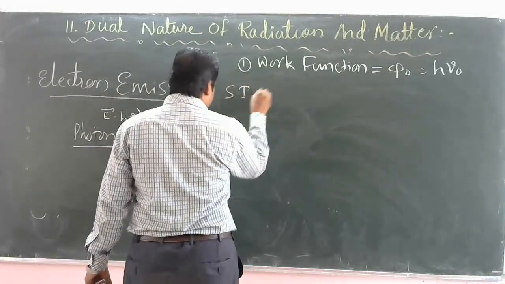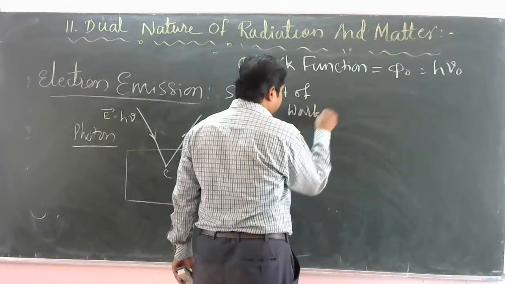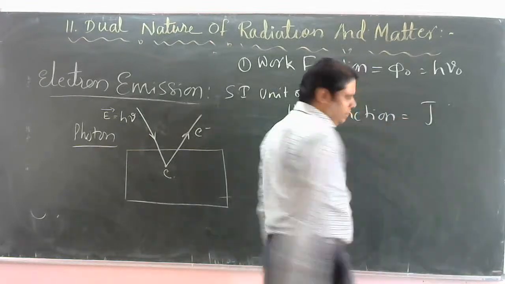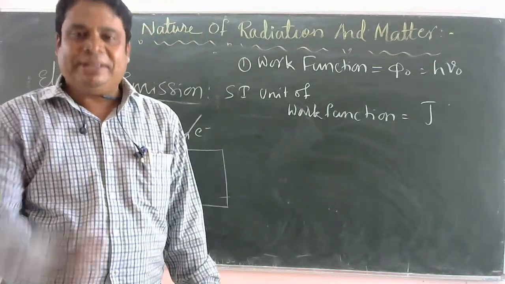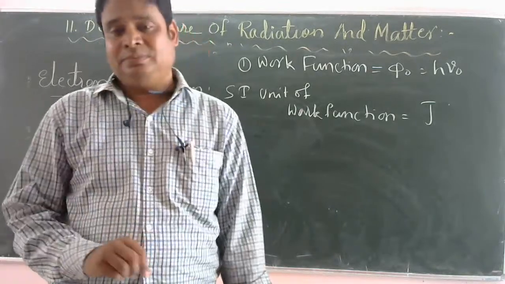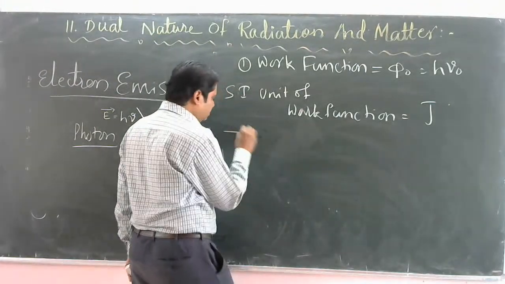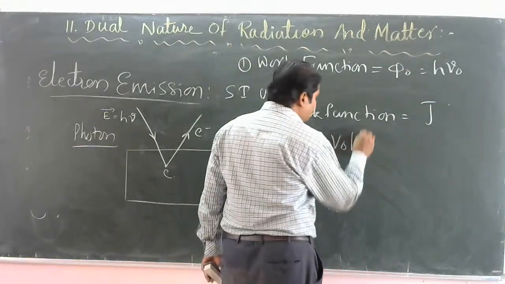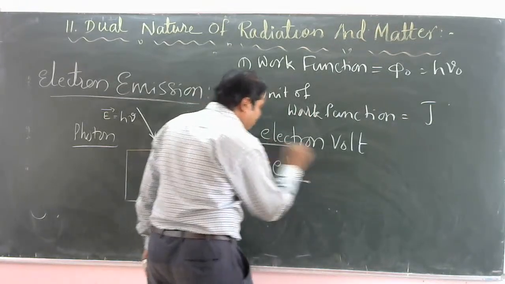The SI unit of work function is usually joule, J only. But there is a practical unit also. Usually the work function is measured in terms of electron volt. Electron volt is a practical unit of work function. Remember.